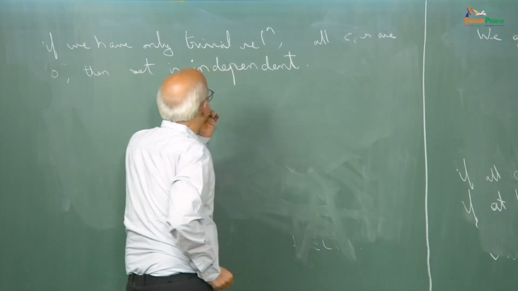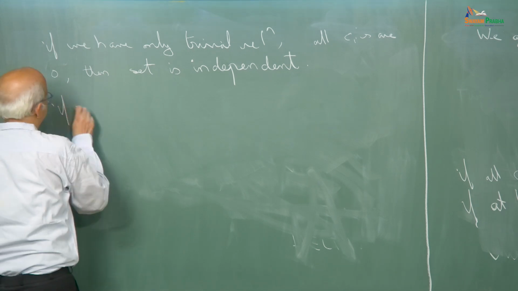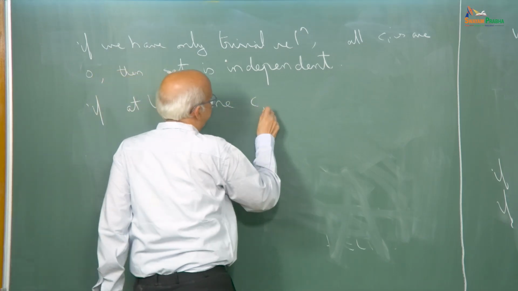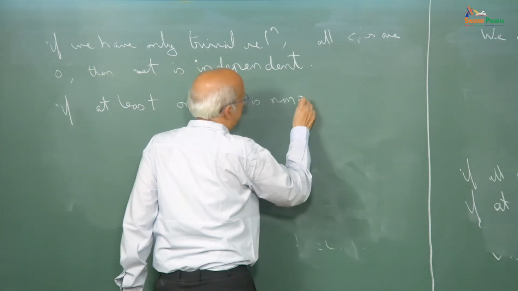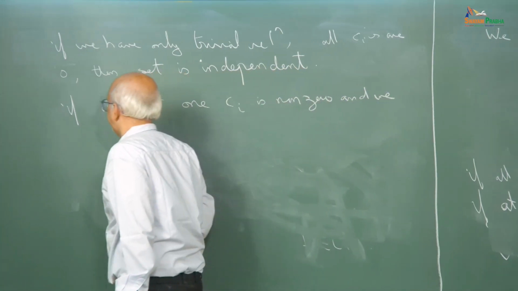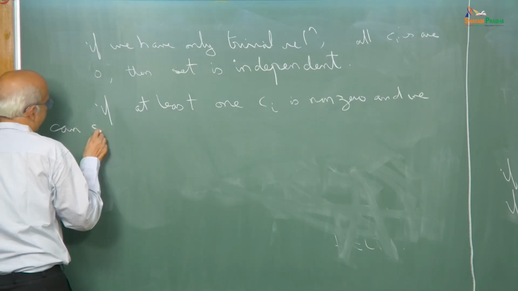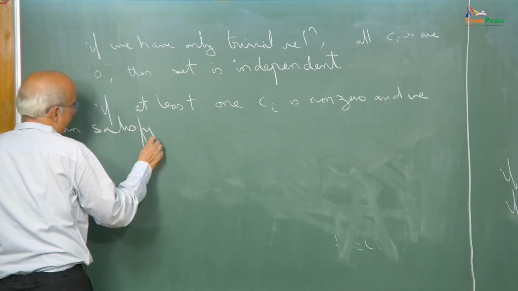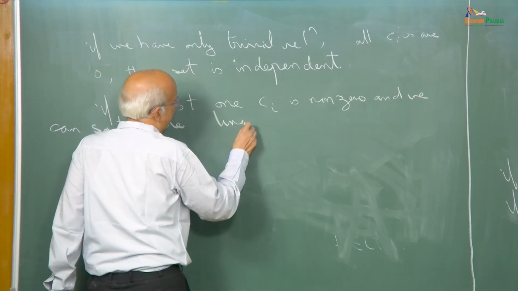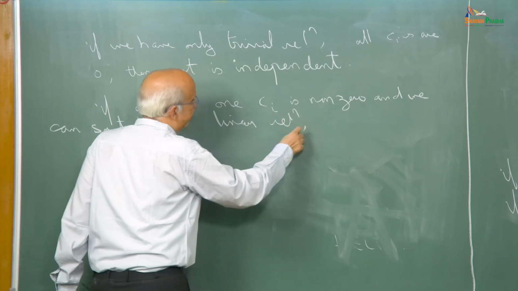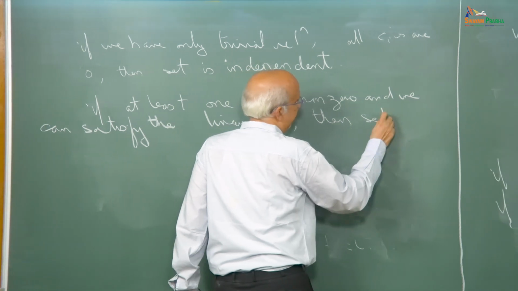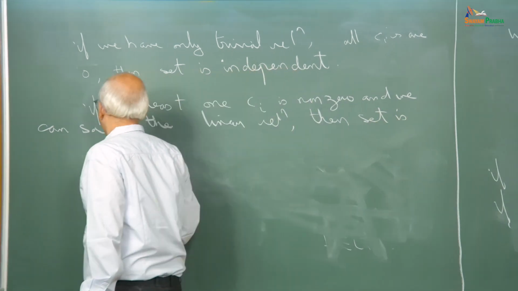And if at least one ci is non-zero and we can satisfy the linear relation, then the set is dependent.